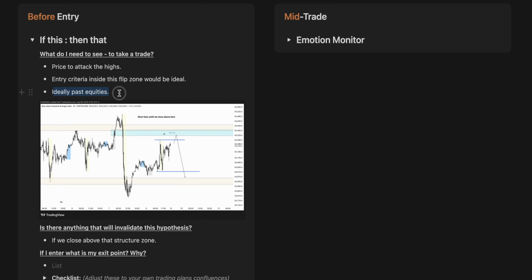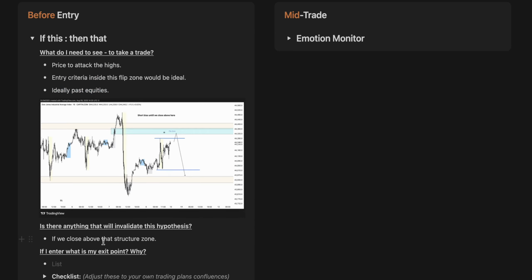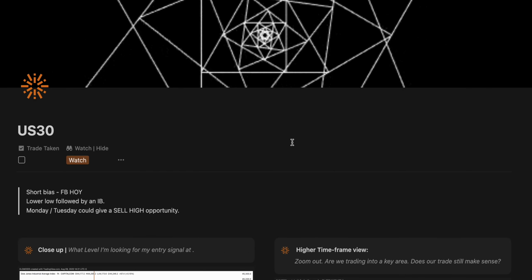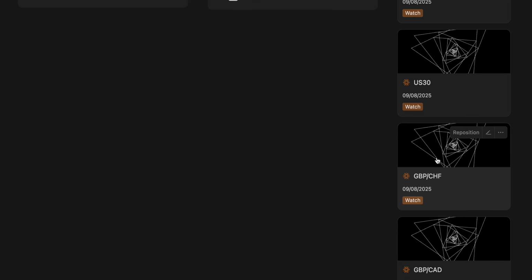And again, ideally it's past equities hour. And then it'll get invalidated if we close above that structure zone. Super, super simple. So again, with all of these, plan your trade, trade your plan.